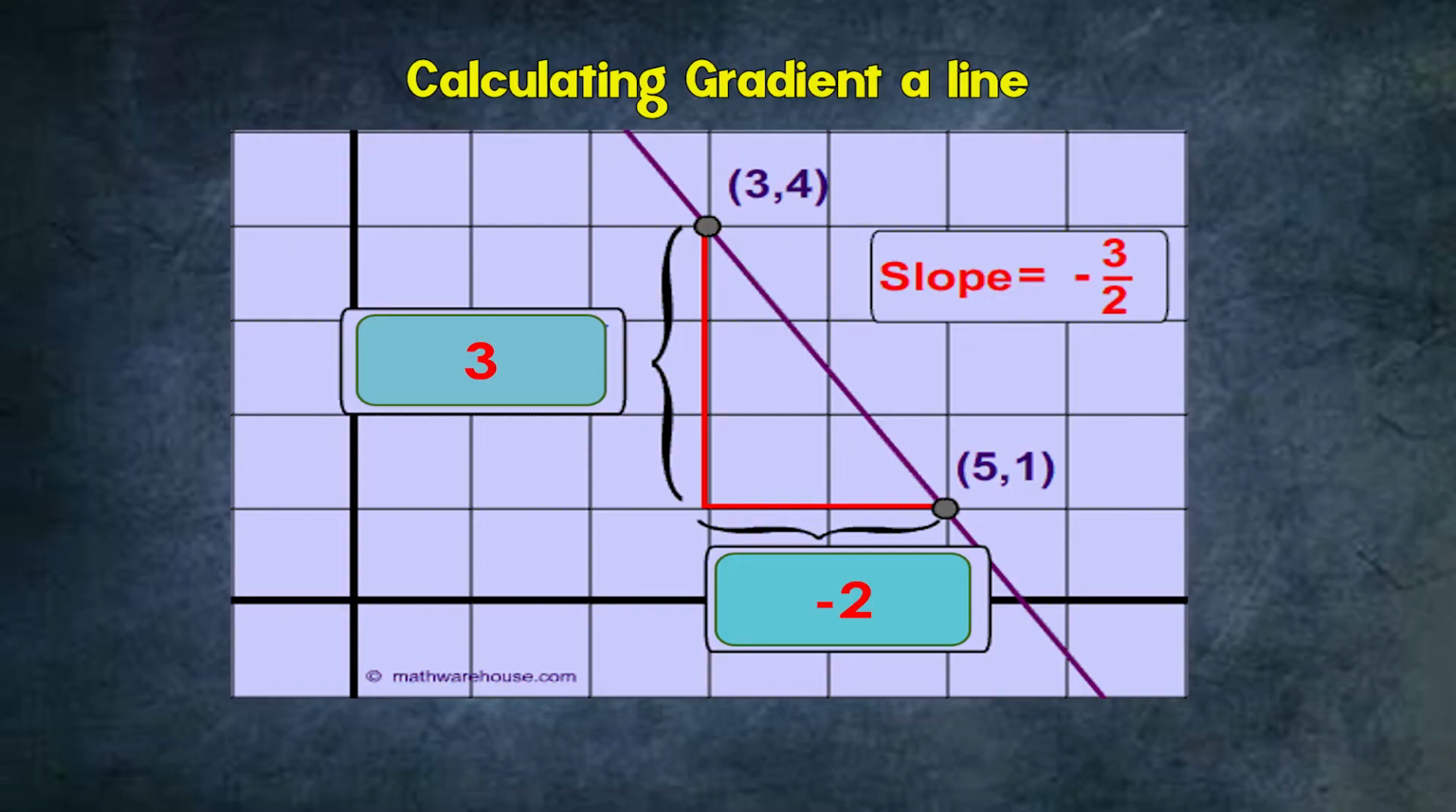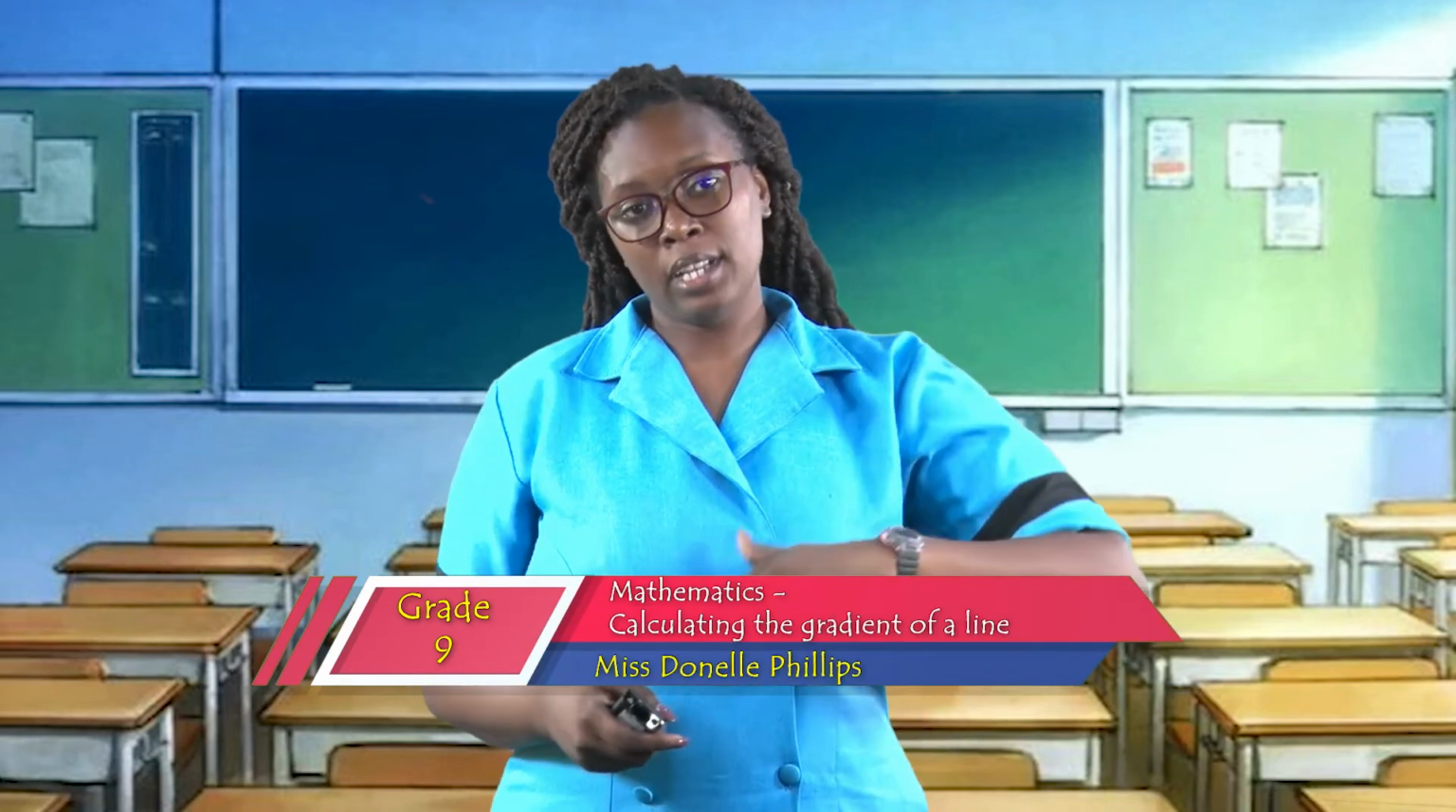Here we have another example. On this line, the 2 points identified are (5, 1) and (3, 4). In order to move from the first point to the second point, we have to move 2 places to the left on the x-axis. That's why we have a -2, and then 3 places up. So in this example, because the change in y is 3 and the change in x is -2, the slope is -3 over 2. Again, because this line is sloping downwards, it has a negative gradient.